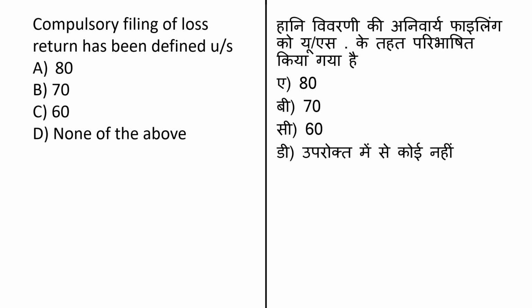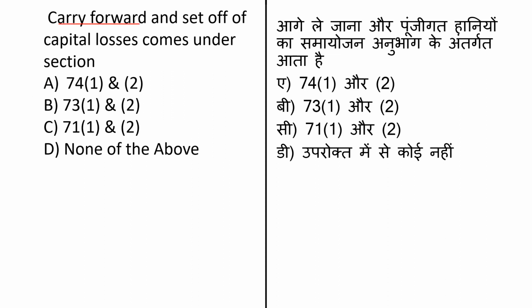The correct answer here is option number A. Compulsory filing of loss return has been defined under section 80. Carry forward and set off of capital loss comes under section. First option is section 74 clause 1 and clause 2. Second option is section 73 clause 1 and clause 2. Third option is section 71 clause 1 and clause 2, and the last option is none of the above.